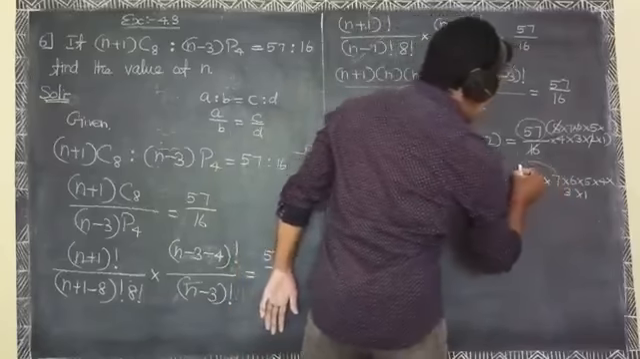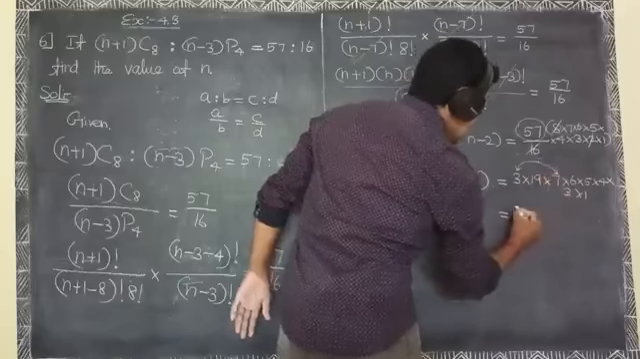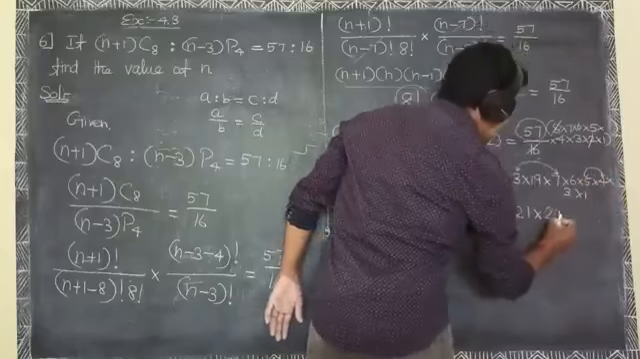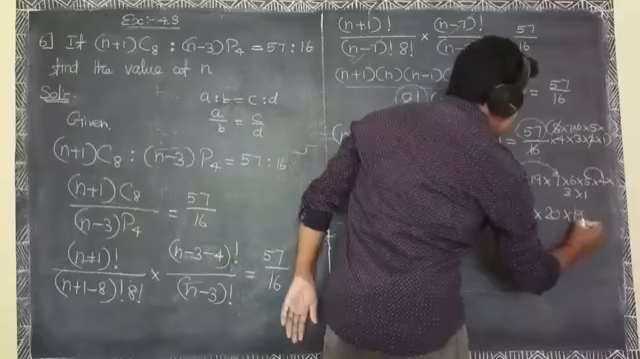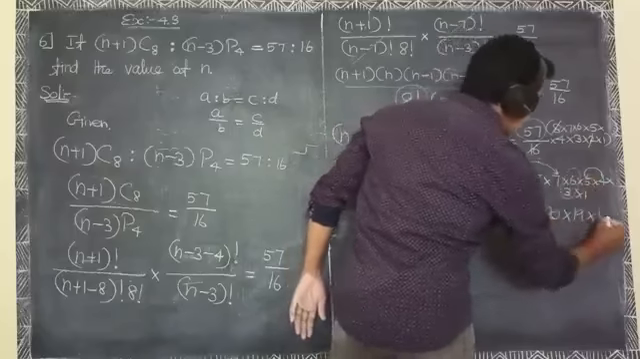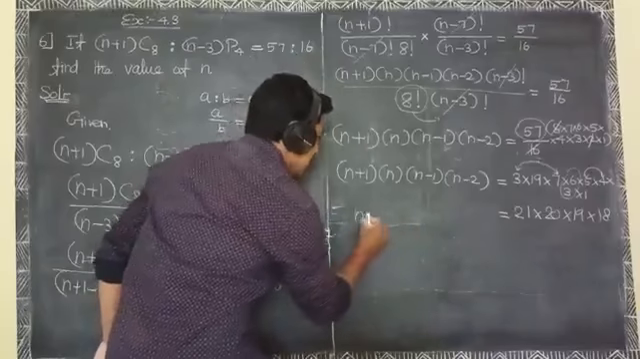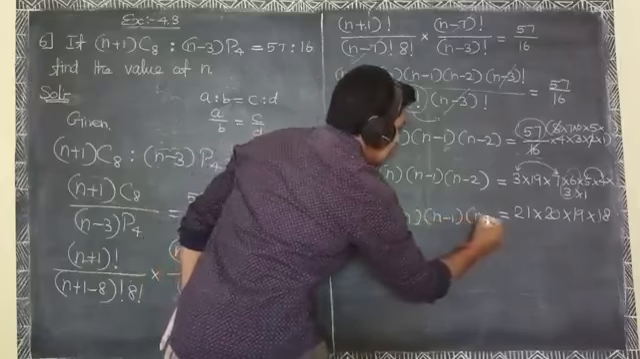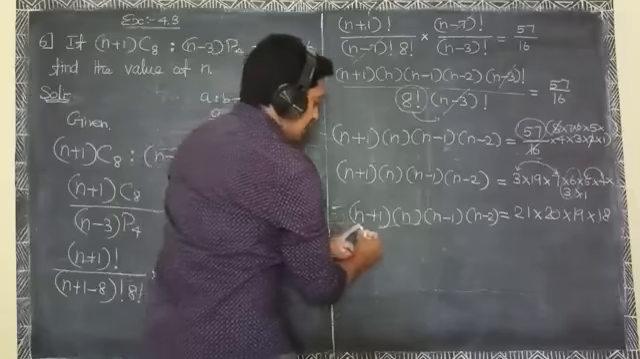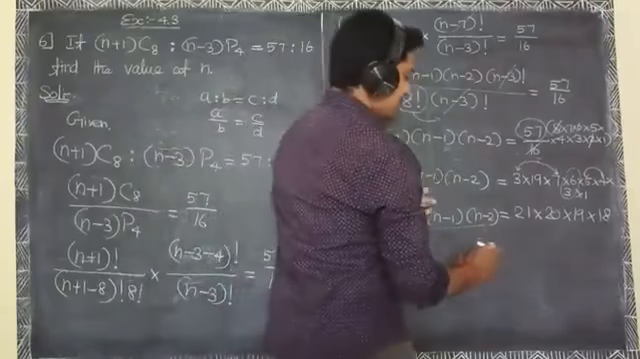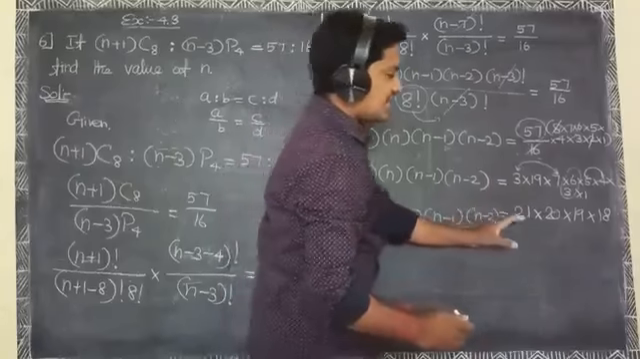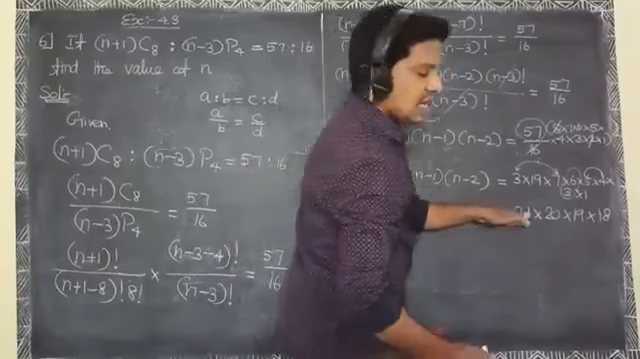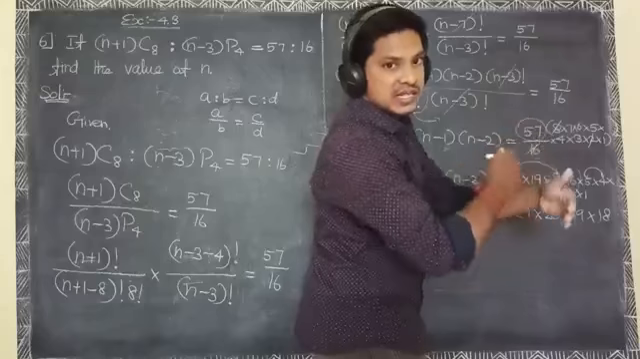Here 7 into 3 is 21, into 5 into 4, 5 into 4 is 20, into 19, into 6 into 3, 18. Then the left hand side is (n+1) into n into (n−1) into (n−2). Here the product of 4 factors is equal to the product of 4 numbers, in descending order.